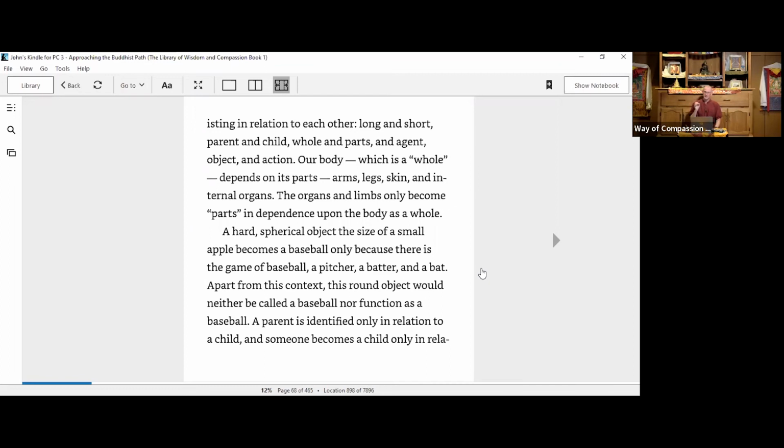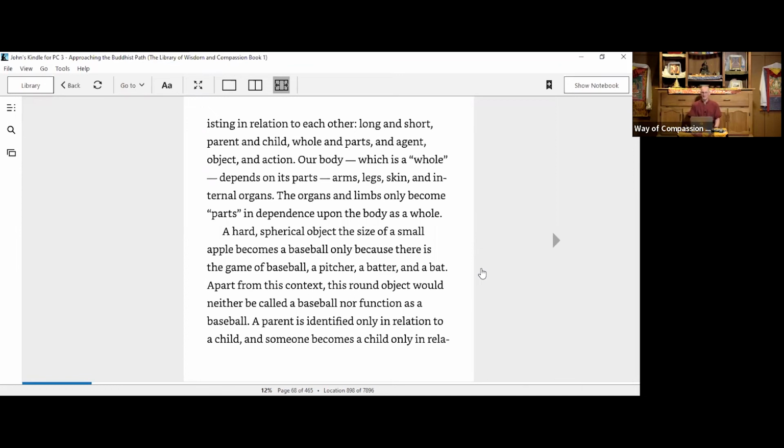A hard spherical, say it again, what he said. Object, a round object, let's just put it that way. The size of a small apple becomes a baseball only because there's the game of baseball. A pitcher, a batter, and a bat. Apart from this context, this round object would neither be called a baseball nor function as a baseball.